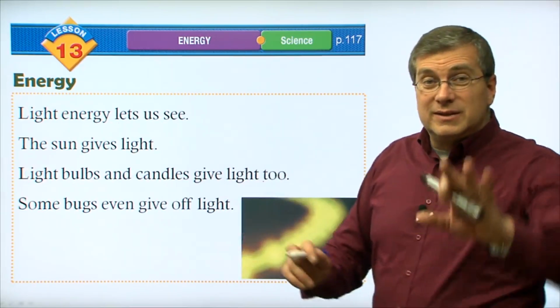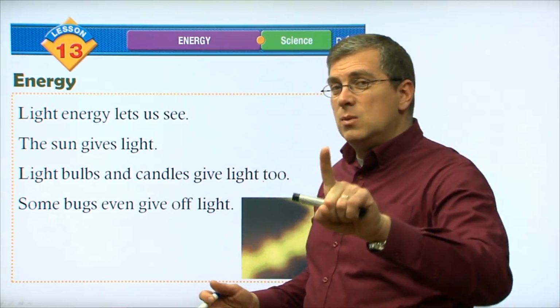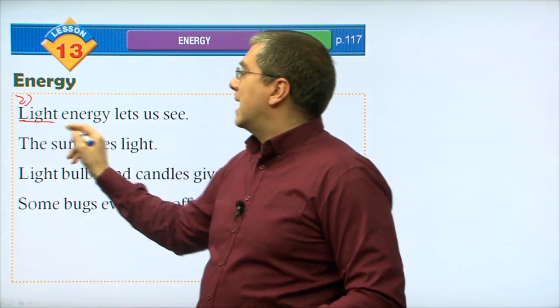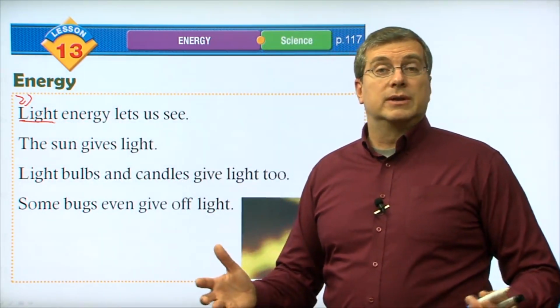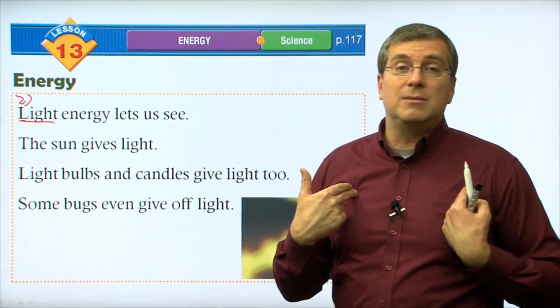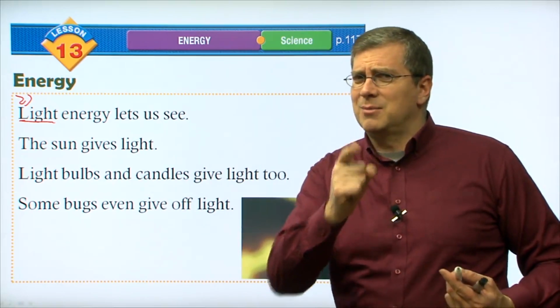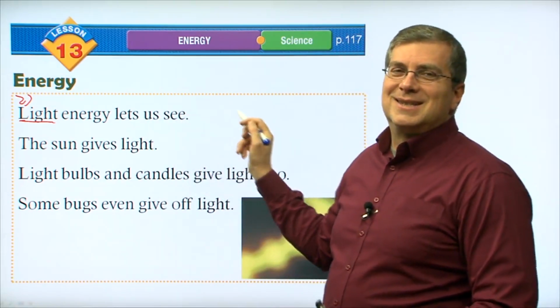Light energy. This is another type of energy, right? We said we're going to look at many different kinds of energy. Heat was number one. Two is light. Light energy lets us see. Of course, if there's no light, you can't see me. I can't see you. Can I see you right now? Think about that. Light energy lets us see.